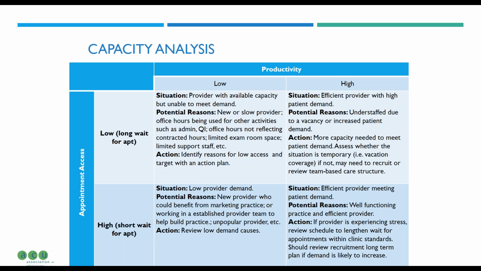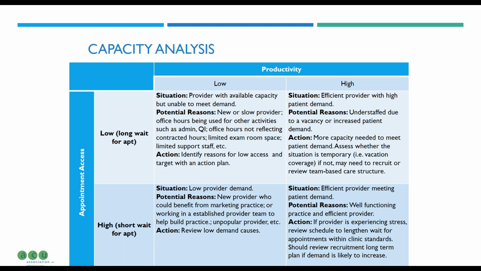So to look at the other boxes, if you have low productivity with high access, so this is someone who isn't seeing many patients, but it's a really short wait to get in to see them. That's somebody with low provider demand. So again, it's a new provider who could benefit from marketing their practice or working in an established provider team to help build their practice. It could also be an unpopular provider. So the action, again, is to try to figure out why they have low demand. Why aren't people trying to come in to see them?